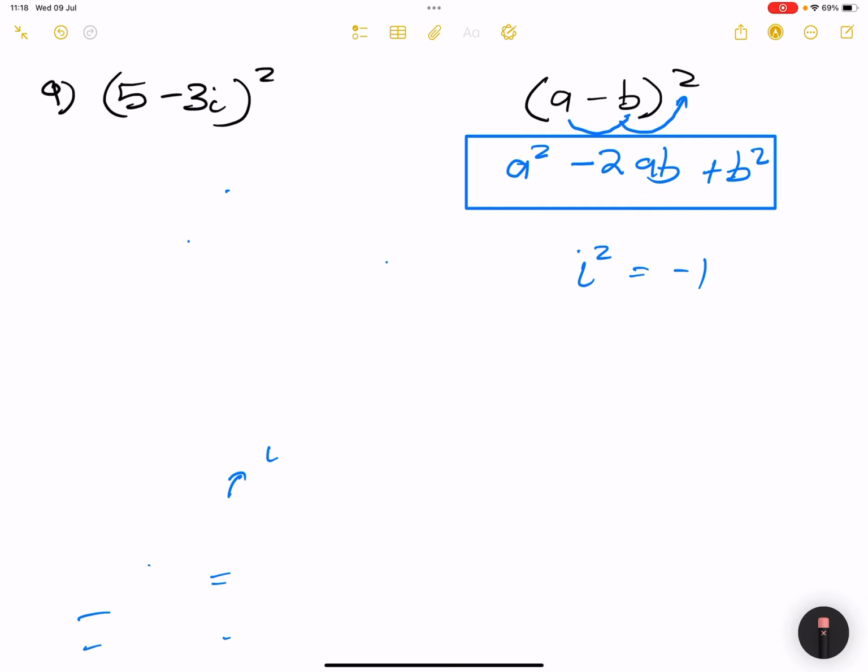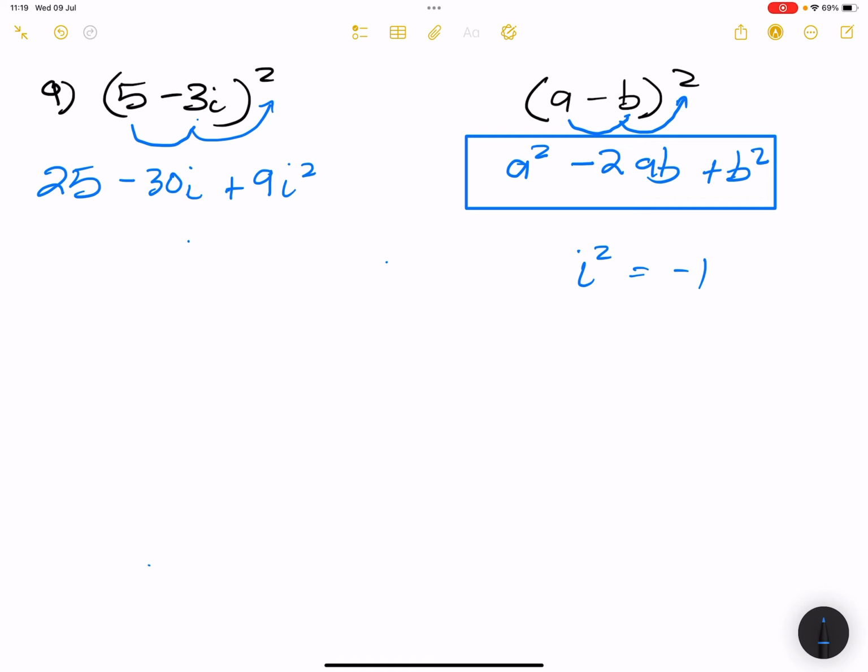I said, firstly, we square what we've got. So that's 5 times 5, which is 25. That's negative 3i times negative 3i, right? Or that's negative 3i squared. That's going to be plus 9i squared. Please don't forget the square there, right? And then for the middle term, that's 5 times negative 3i. That's negative 15i multiplied by 2. That will give us negative 30i.